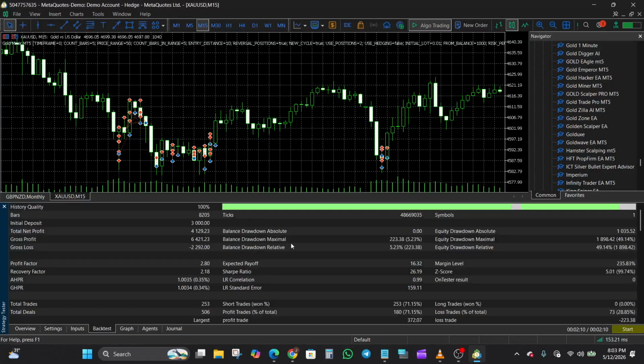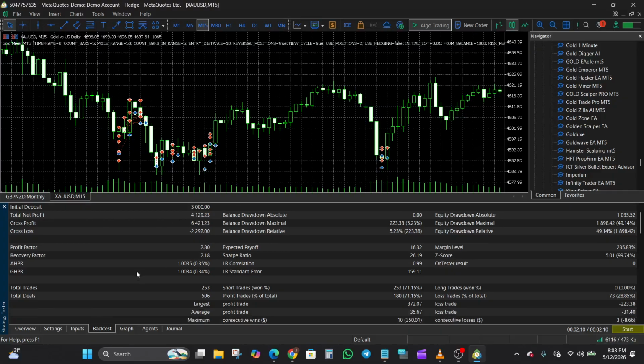Now let's just quickly look at the results from this backtesting, and we can see that from an initial deposit of 3,000 US dollars, there was a total net profit of 4,129 US dollars. We can also see that 253 total trades were taken. Short trades, 253. Wow, that is 100% of the trades taken being short trades, with a 71.15% win rate.